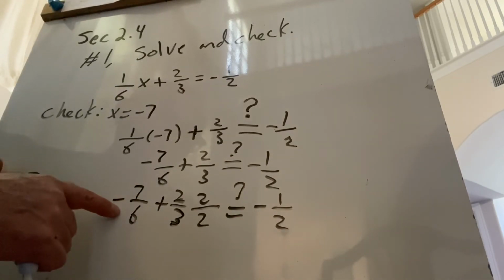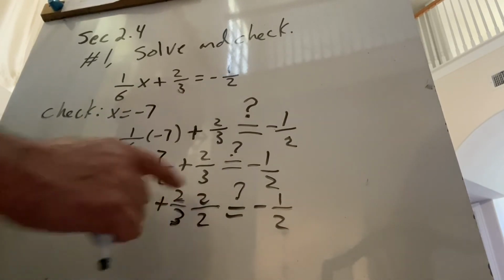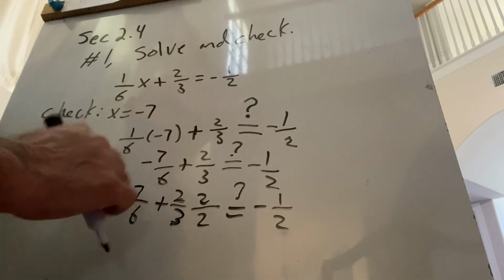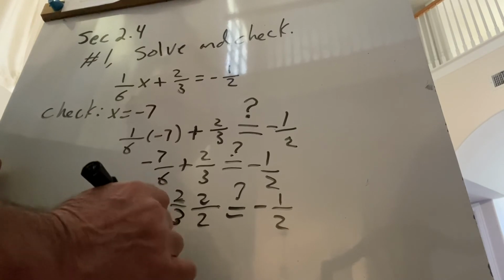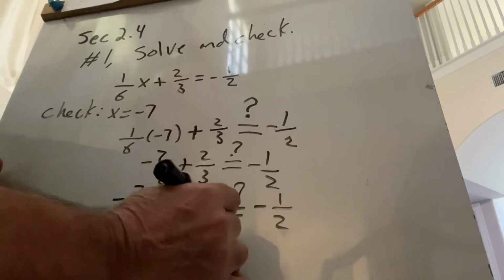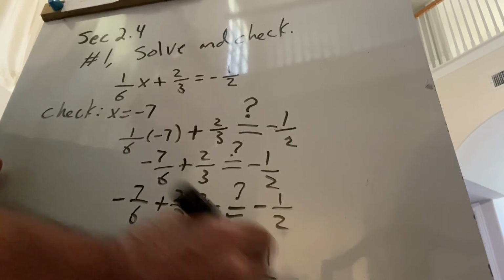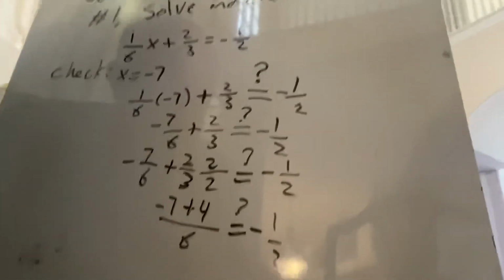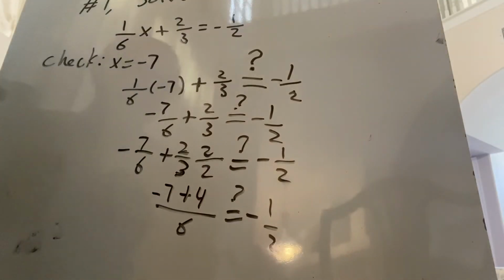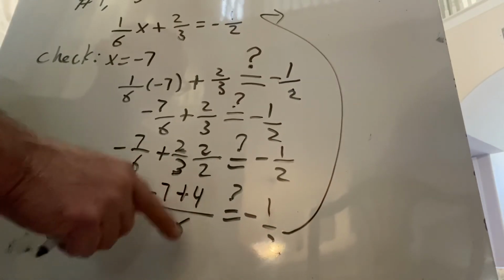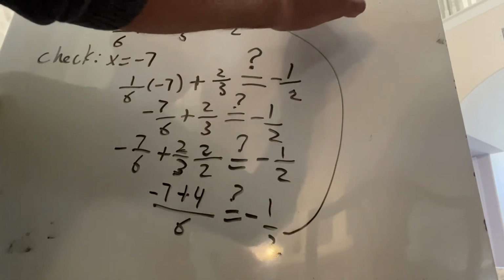Now this is negative 7 over 6 plus 2 times 2, which is 4 over 6. Since you have the same denominator, you can combine the numerators, so that simply becomes negative 7 plus 4 all over 6. Again, the question is, is that the same thing as negative 1/2? Let me move it up a little bit. So what is negative 7 plus 4 over 6? Well, that's just negative 3 over 6.